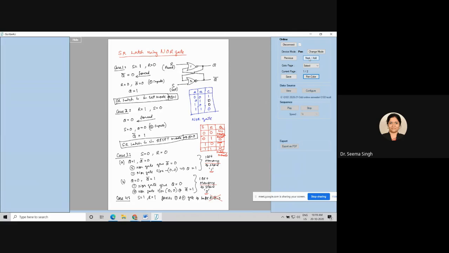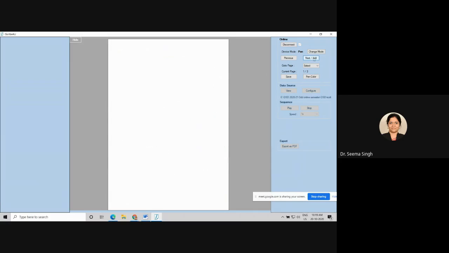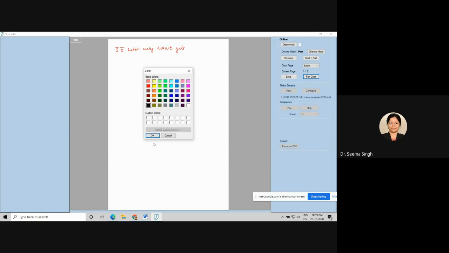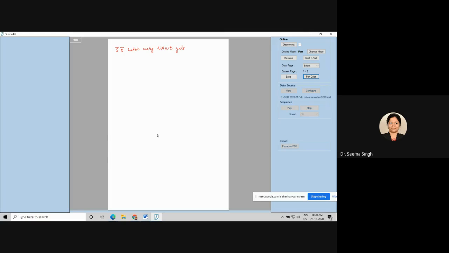What I am trying to show you is the S bar R bar latch using a NAND gate. Okay, so next is the S bar R bar latch using NAND gate. Now you should understand this in proper serial order, so that later you should not say that something is there in the mind but not clear. It should be engraved in your mind what I am saying now.